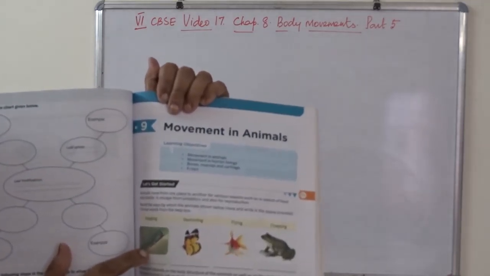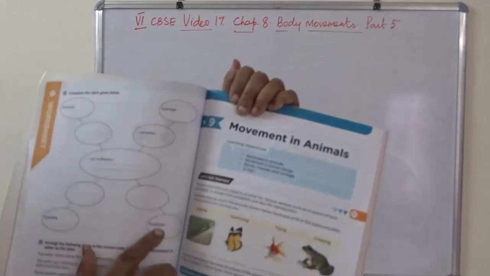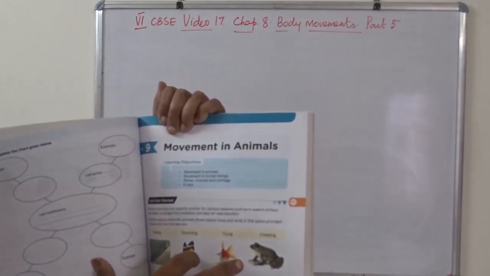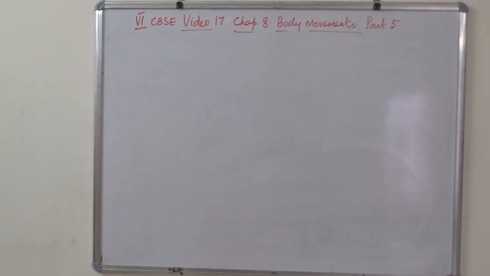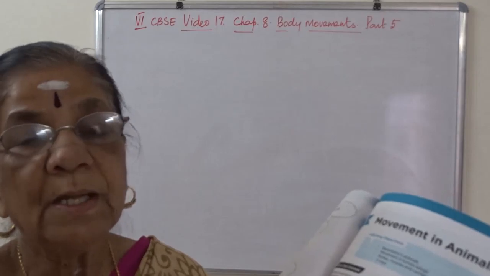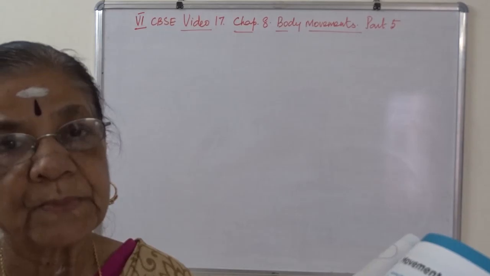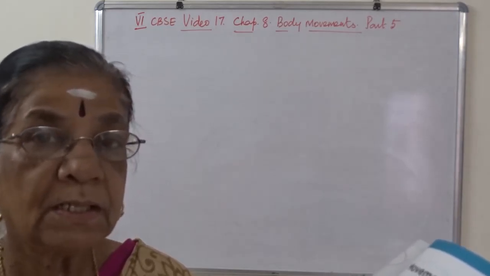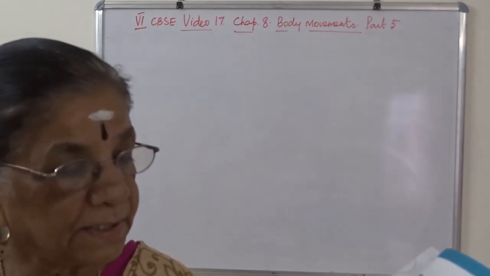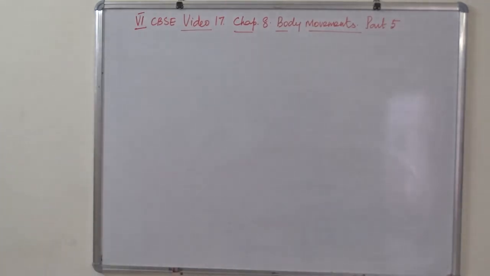This is a caterpillar, butterfly, fish, and frog. How is the frog moving? It is by hopping. Frogs move by hopping. And the fish will swim. The butterfly will fly. And the caterpillar is creeping. That is why the different animals' movements are given here.